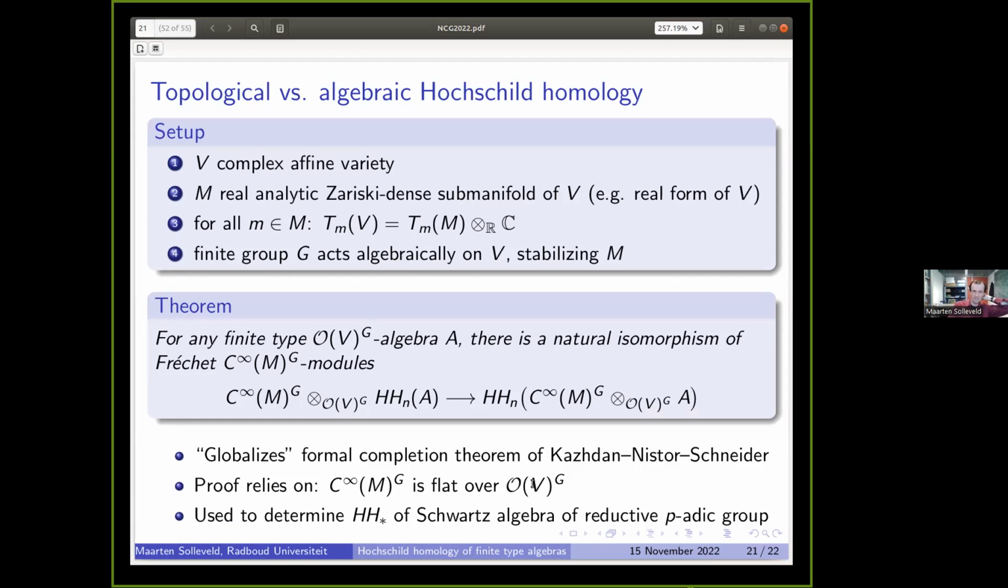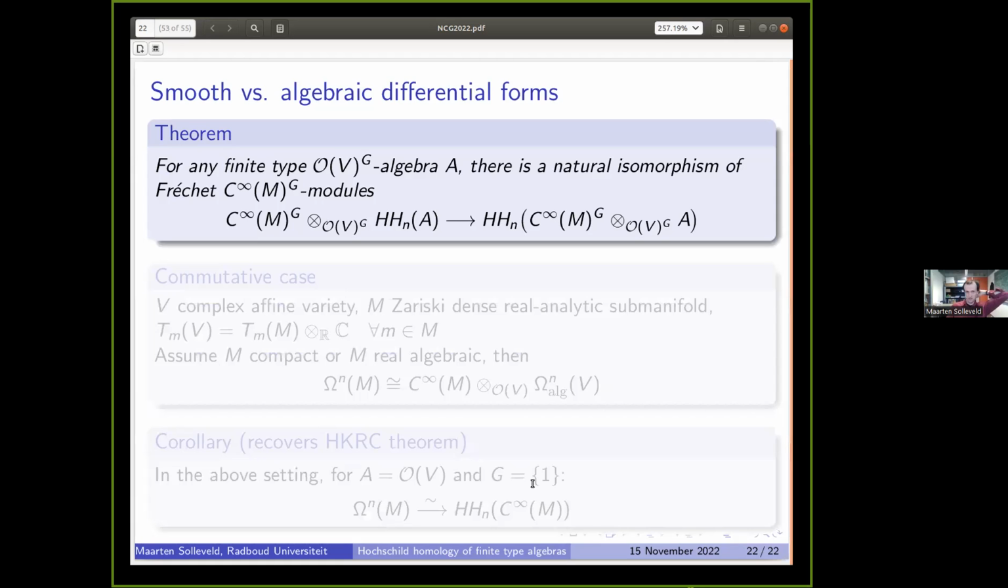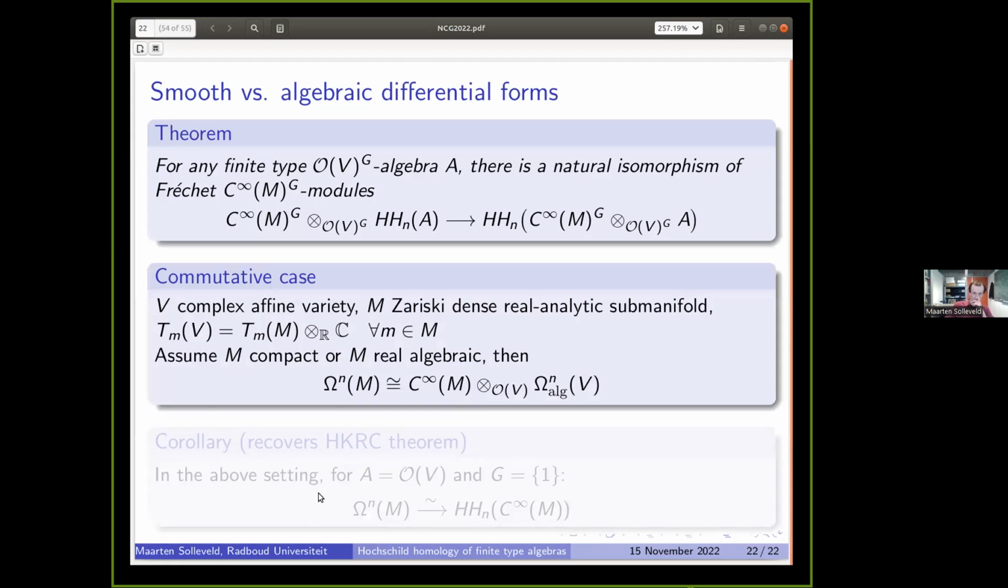So finally, let me go back to where I started, comparing algebraic and differential forms. Here I restate the theorem, which needed a few more conditions. Now let's look at the case where you plug in a commutative algebra, say functions on a manifold. I repeat the conditions for the theorem: V is an affine variety, M is a manifold which is strictly dense, it has to be analytic, and you have this condition on the tangent spaces at any point.